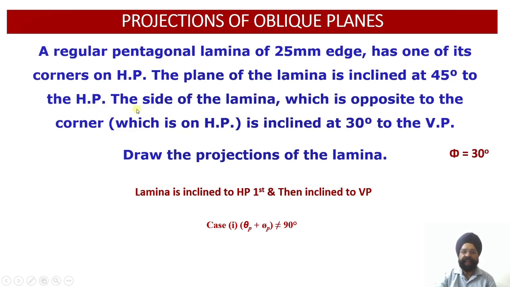Then in the second instance, the side of the lamina which is opposite to the corner lying on the horizontal plane is further inclined at an angle of 30 degree to the vertical plane. This is the original side we are talking about, the side opposite to the corner, whose true length is there, and it is inclined at 30 degree to the vertical plane. So the angle phi is equal to 30 degree. We are required to draw the projections of the lamina.